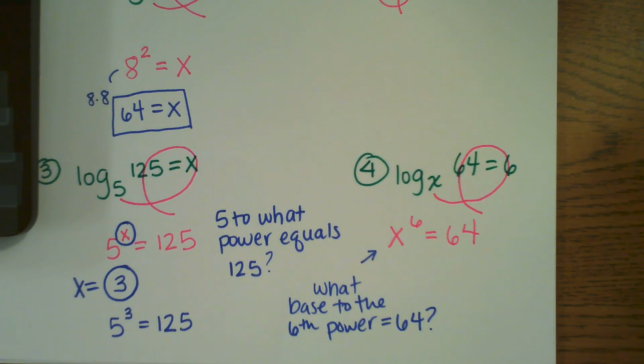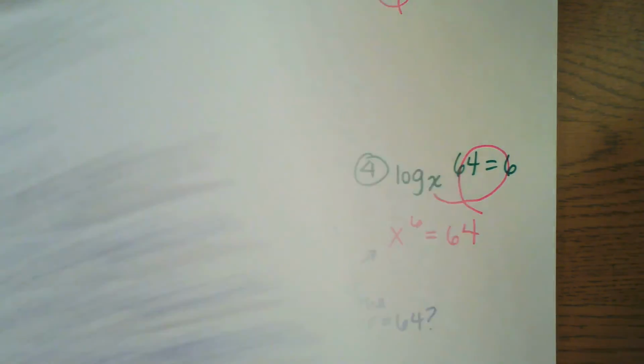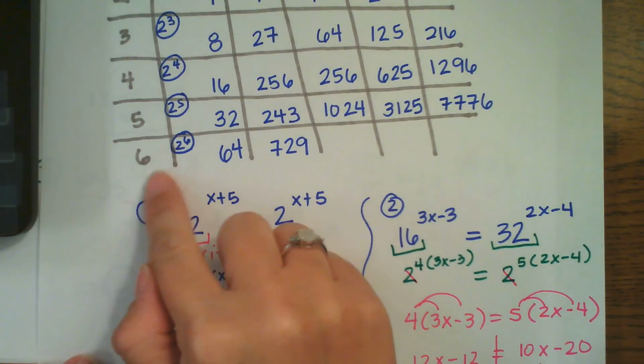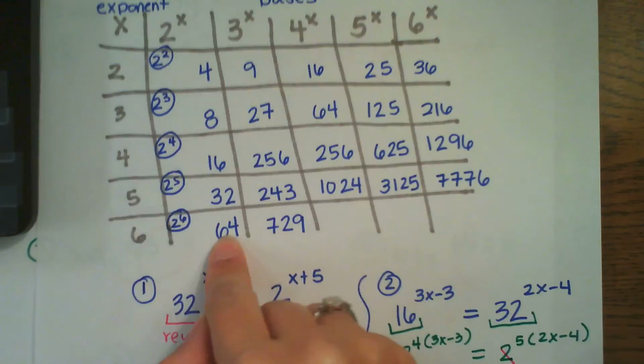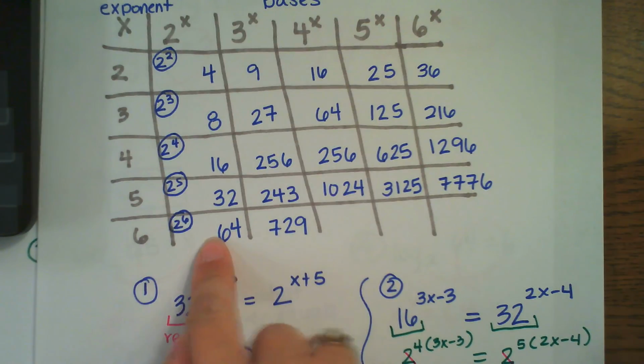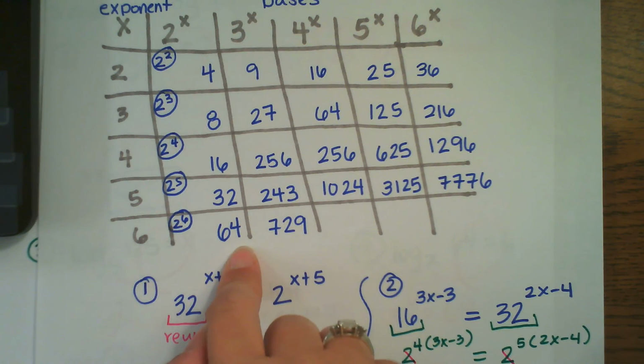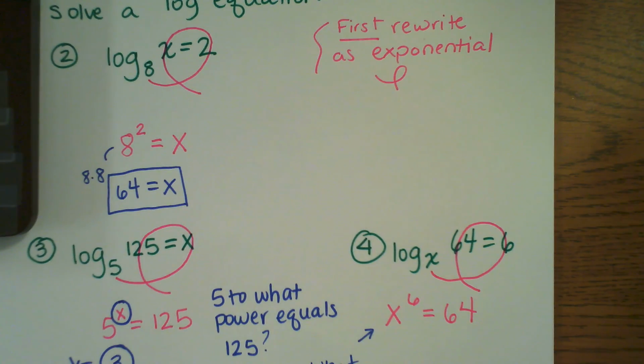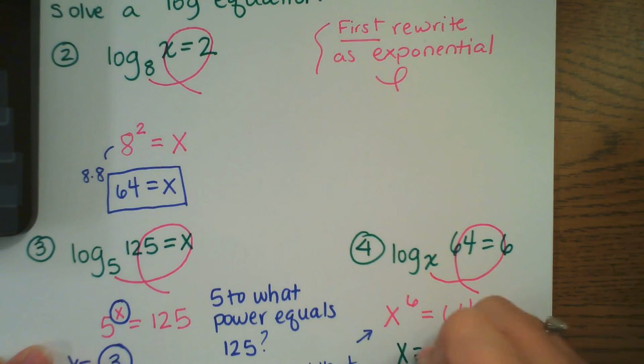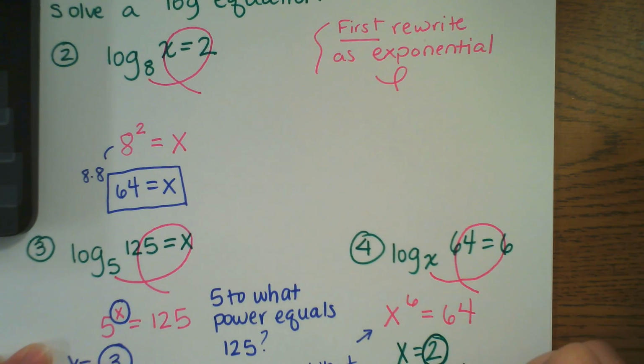Well, I'll check the chart. So for an exponent of 6, it looks like 2. 2 to the 6th power is 64. So x equals 2, because 2 to the 6th equals 64.